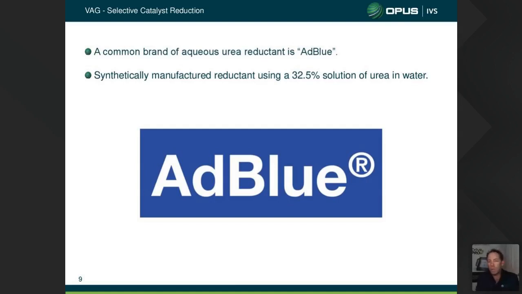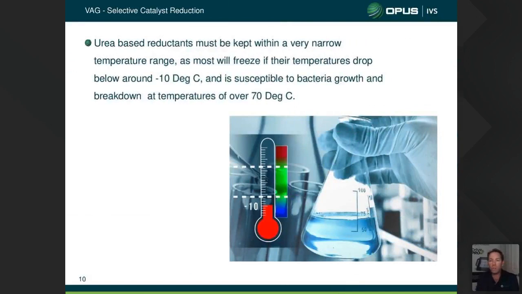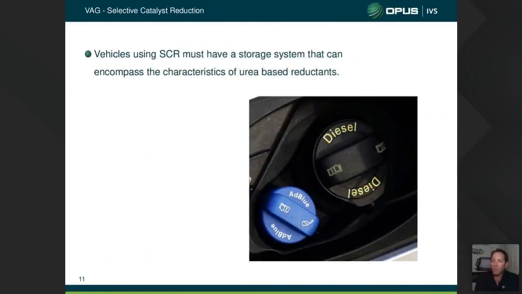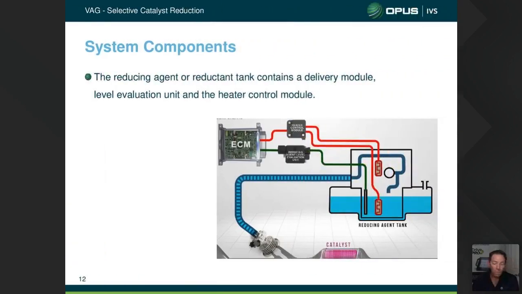Urea-based reductants must be kept within a very narrow temperature range. Most will freeze if the temperature drops below about minus 10 degrees, and they're very susceptible to bacteria growth and breakdown at temperatures over 70 degrees. That matters in motor vehicles, especially since the tanks are down under the car or close to the exhaust systems. So vehicles using SCR must have a storage system that can accommodate the characteristics of urea-based reductants. So it's got to withstand the corrosive nature.